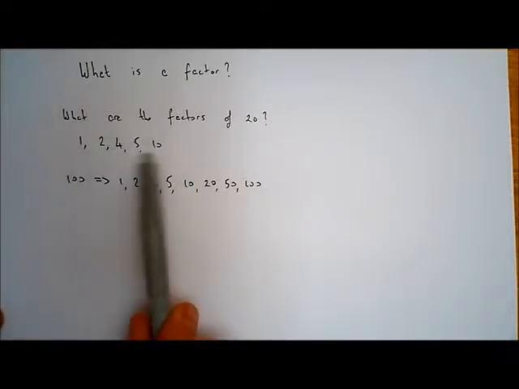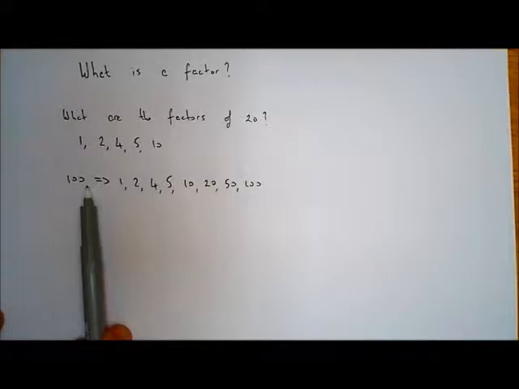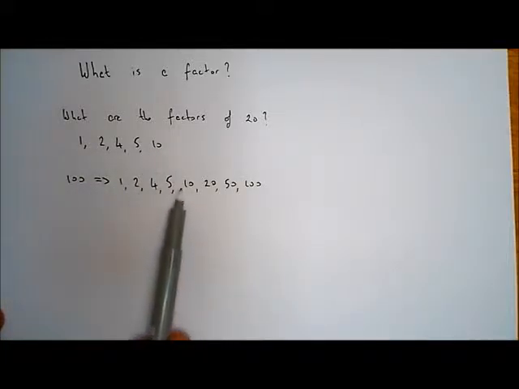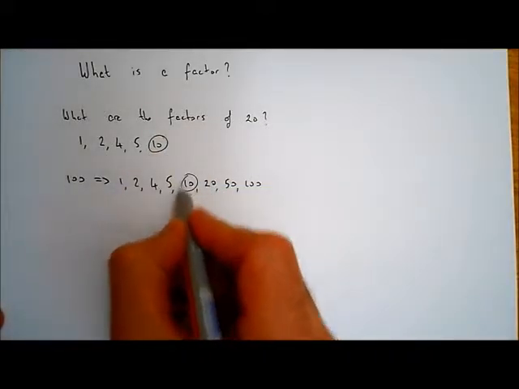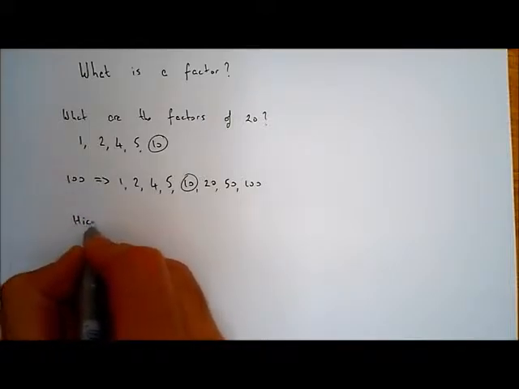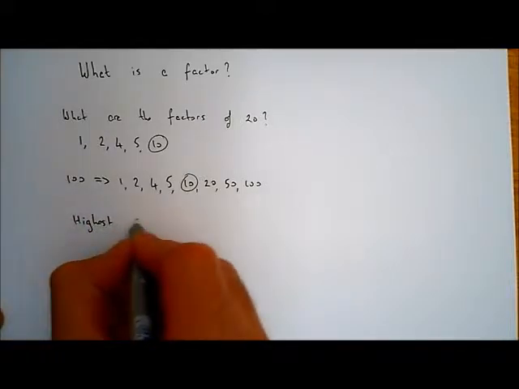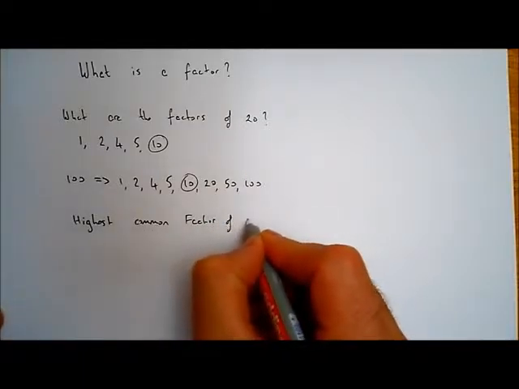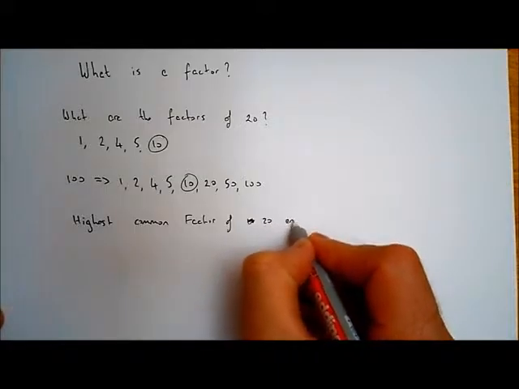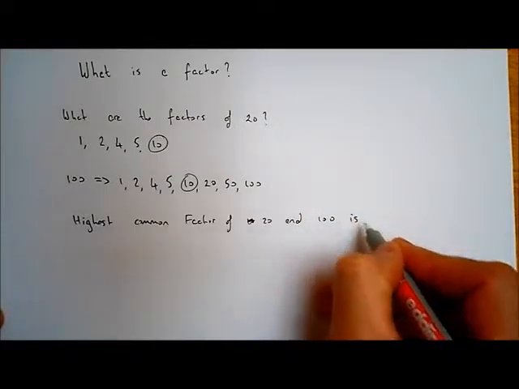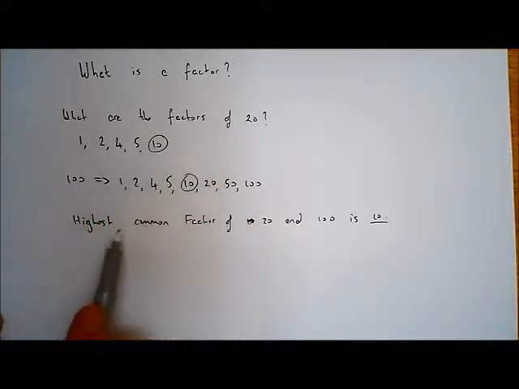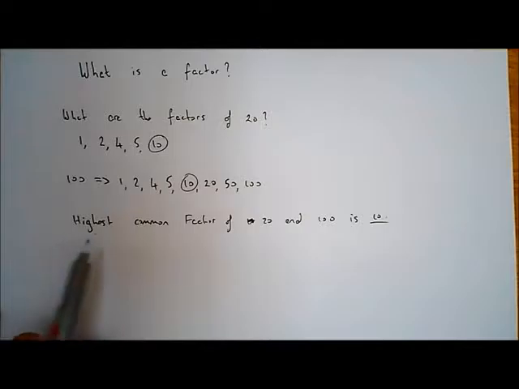Now if you look at the factors of 20 and if you look at the factors of 100, you'll notice that there's some common factors. And 10 is the biggest factor that goes into both numbers. So we'd say that the number 10 is the highest common factor. So the highest common factor of 20 and 100 is 10, because 10 is the biggest number that divides into both 20 and 100. So we say it's the highest common factor of 20 and 100.